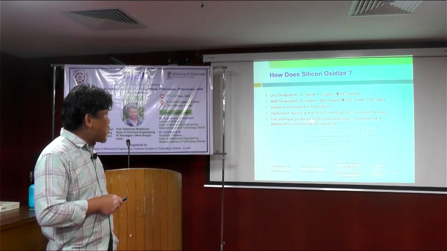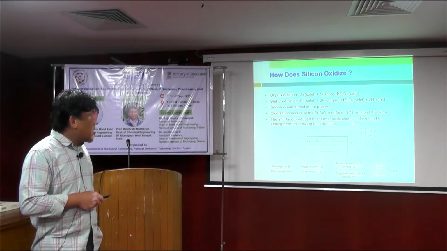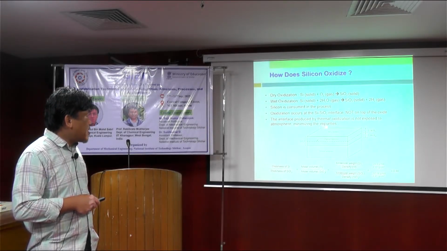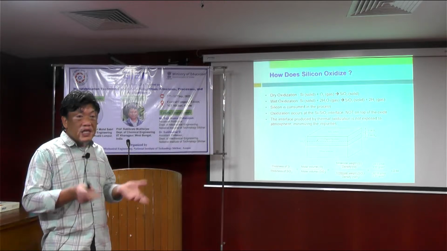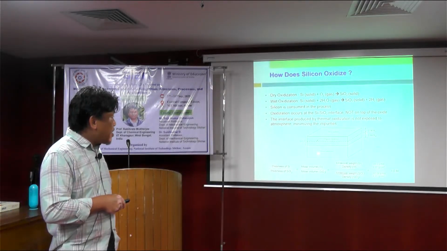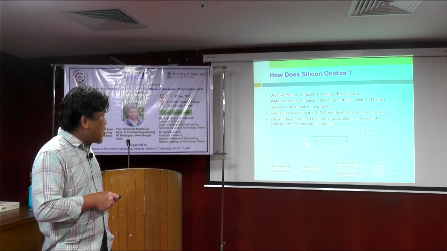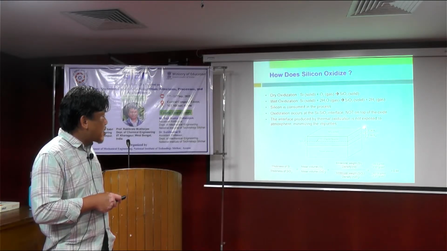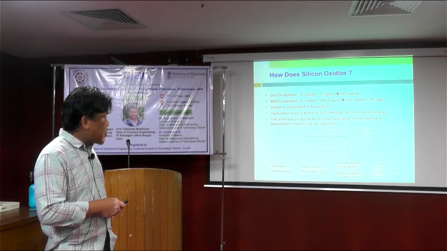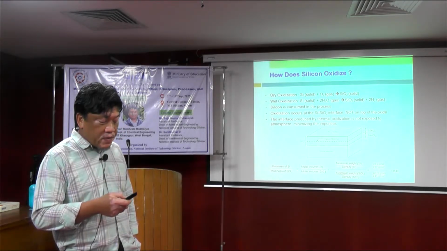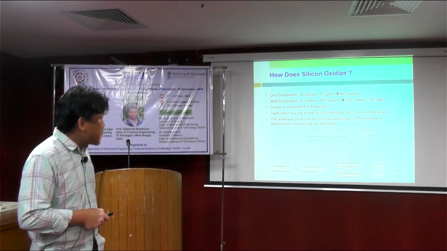So the interface produced by thermal oxidation is not exposed to the atmosphere, minimizing impurities. Basically, we do it in a furnace. If this is your silicon substrate, then we can grow silicon dioxide on the surface. You can calculate the thickness, that is, how long you should expose the wafer to the process in order to get a certain thickness.